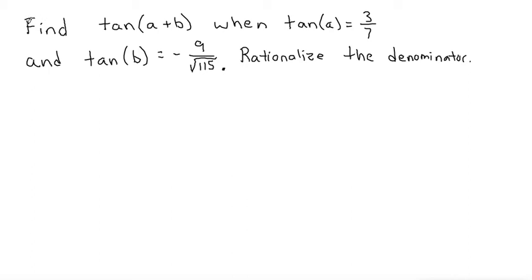Here we have a problem that says to find tan of a plus b when tan of a is equal to 3 over 7 and tan of b is equal to negative 9 over square root 15. We also need to rationalize the denominator.